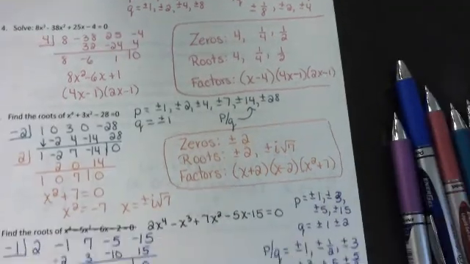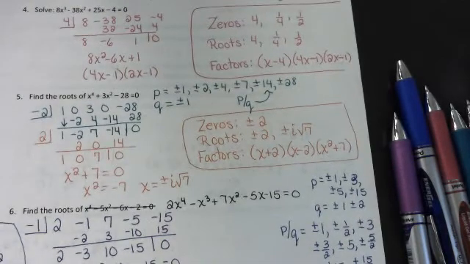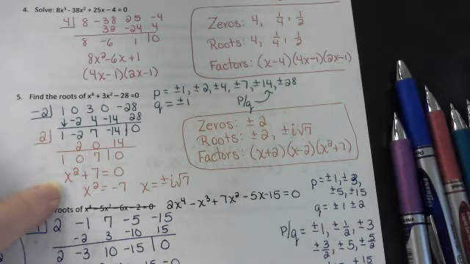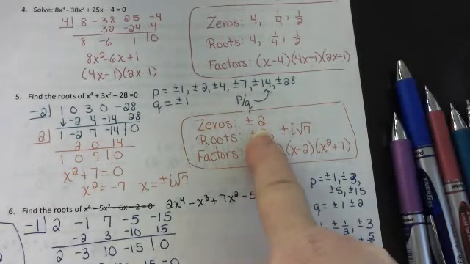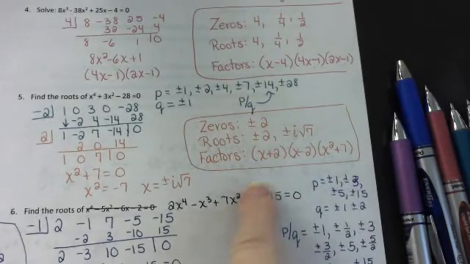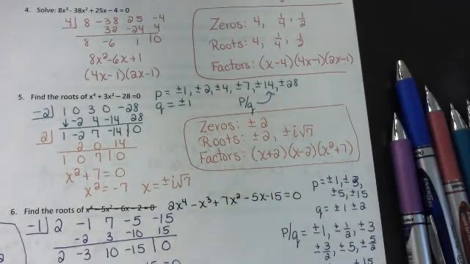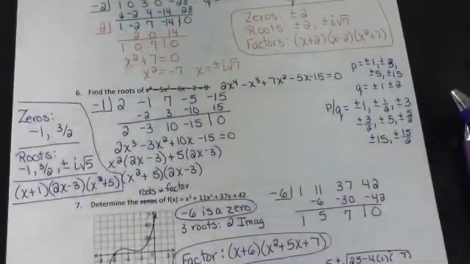Number 5, I heard you guys talking. I think you got the i root 7 for your imaginaries. So negative 2 worked, 2 worked, and then you ended up with x squared plus 7, which was the imaginary. So for zeros, I just have the plus or minus 2. For roots, I have that and the imaginaries. And then there's my factors. And let's see if I can make all of this show up on the screen.